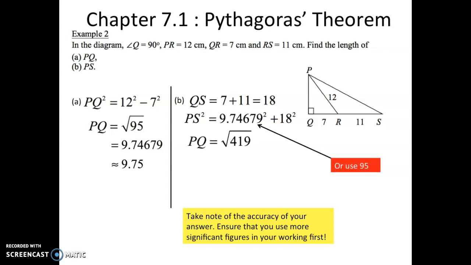Now, let's work this out. Alright, sorry, there's a typo error here. This should be PS. So to find our PS is equals to square root of 419, which gives us 20.46948. And finally, we want to round it off to three significant figures, which is 20.5.